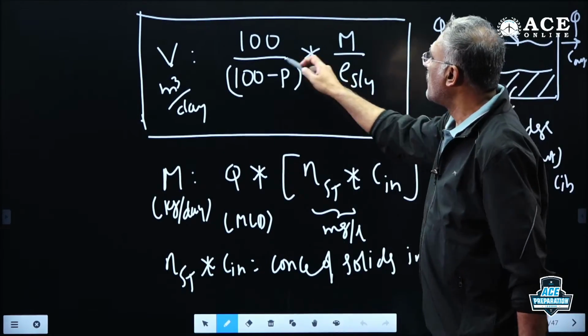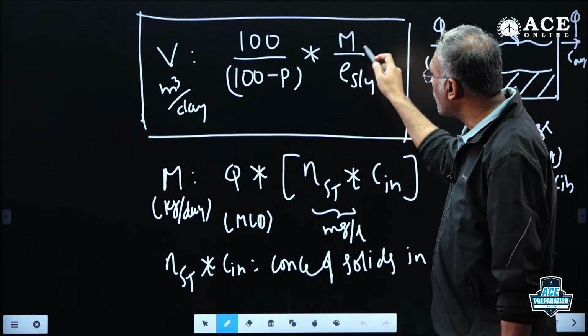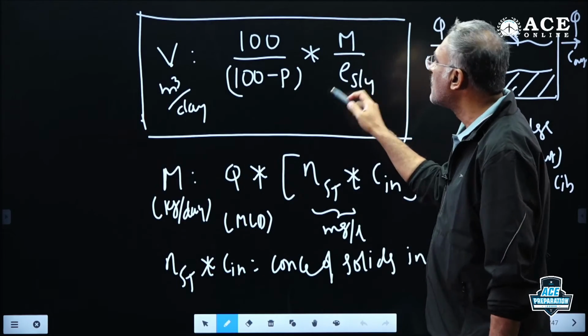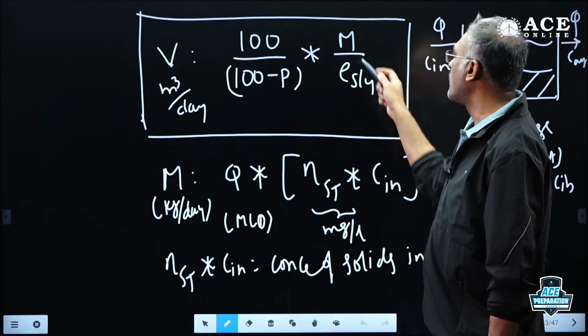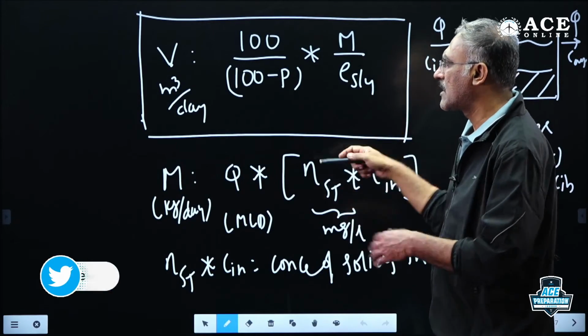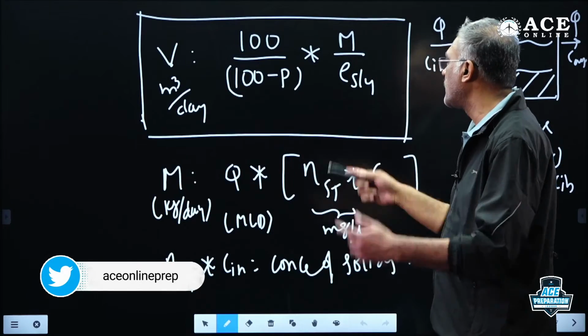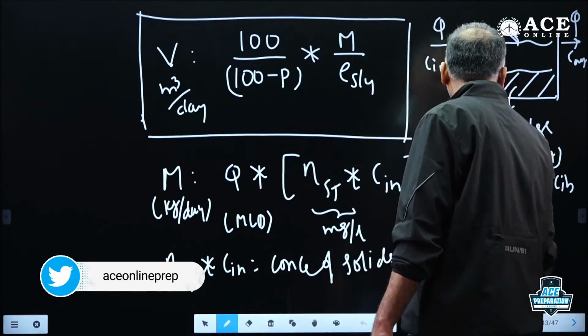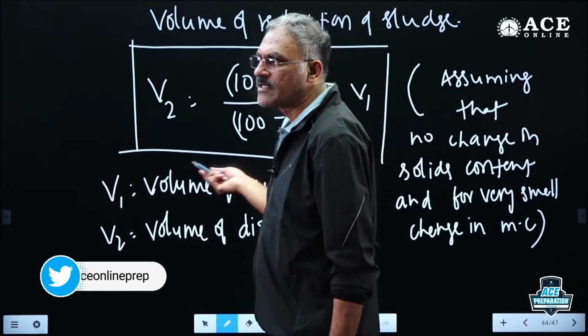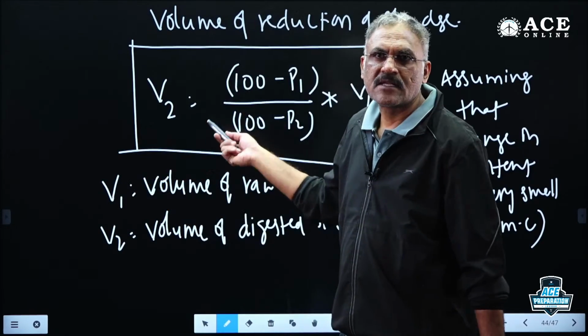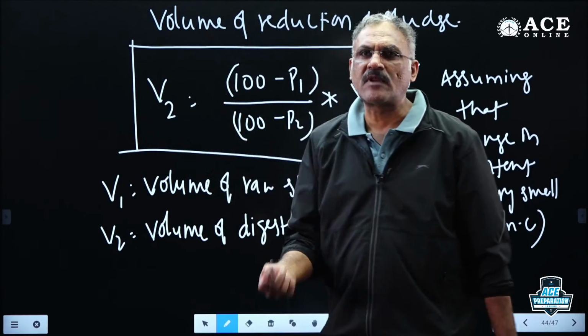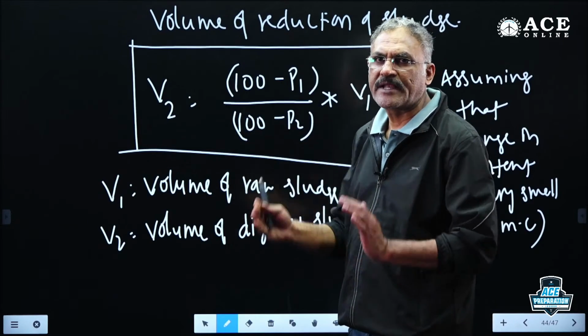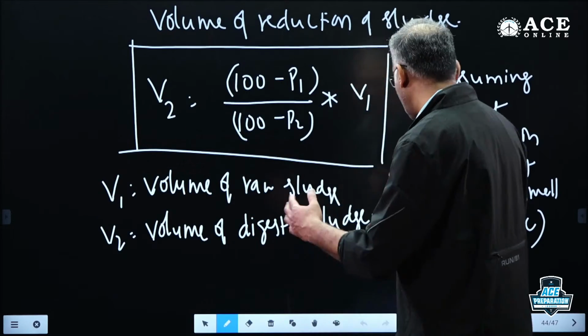For V1, moisture content is different, solids content is different. For V2, P value is different, M value different, rho sludge different. Independently if you want to work out, you can work out. Or you want to link between them by making a small assumption of no change in moisture content, no change in solids content. This is slightly overestimated, but actual estimation, separately calculating and comparing, is always better. But that is a lengthy process.